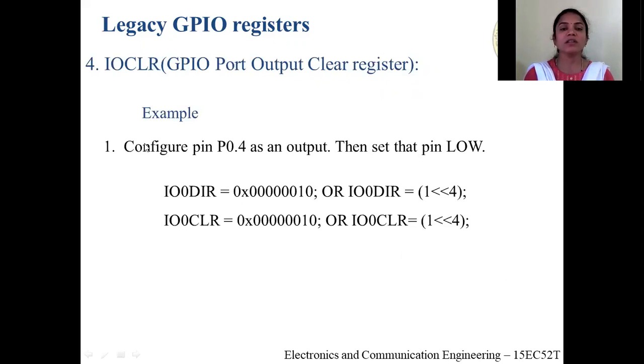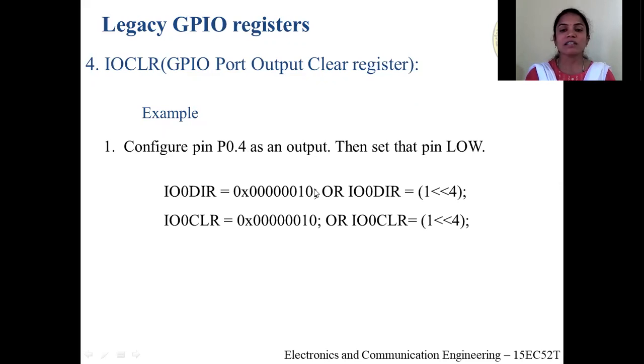For example, configure port 0.4 as output and then set that pin value to low. So first we have to make that pin an output pin by using the IO0DIR register, because this is with respect to port 0. So we are using IO0DIR. Port 0.4 means the fourth pin of port 0, starting from pin 0: 0, 1, 2, 3, 4.